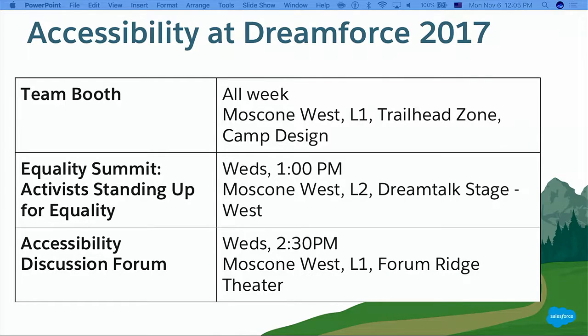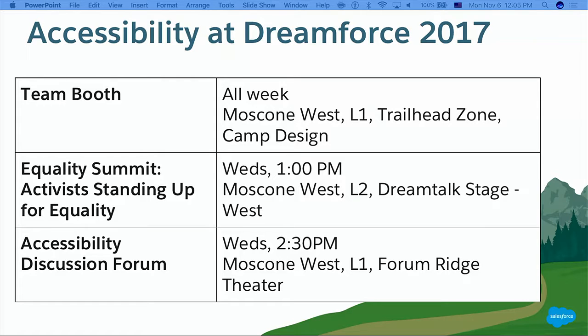And then we're around for the rest of the week. So here are some events you can check out. At the top there, our booth is right over there, just beyond the Quick Start and Camp Design. So if you stop by, you can talk to members of the team. And then a couple of talks which might be of interest. So the Equality Summit happens on Wednesday. In fact, the Equality Day is all day Wednesday.